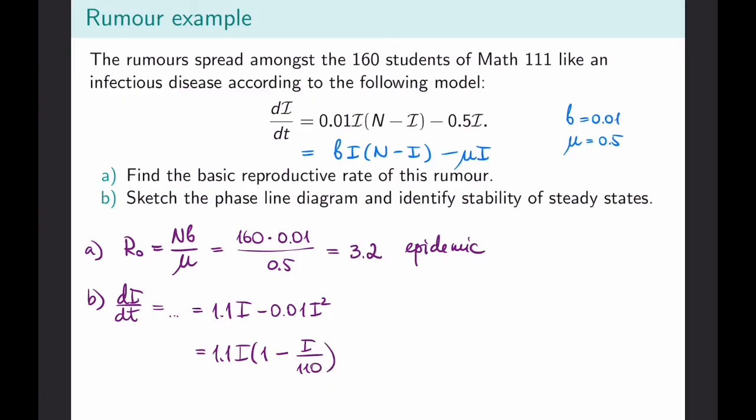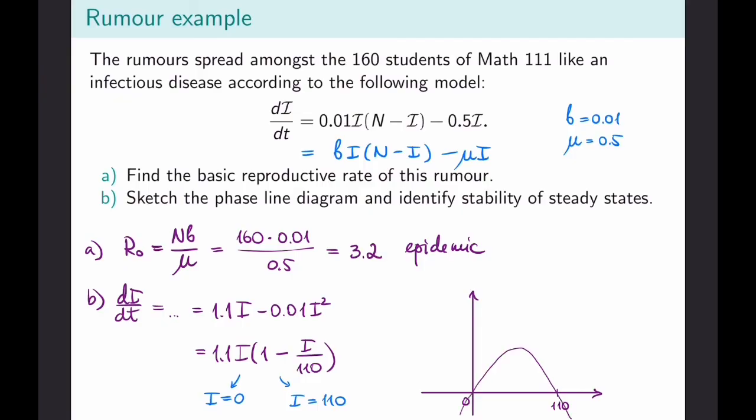So what I can see here is that my steady states are where this whole thing is 0, which means either the first term is 0, which will give me I equals 0, or the second bracket is 0, which will give me that I is equal to 110. Now, sketching the actual phase diagram will then mean that I have 0 as my first equilibrium, 110 as my second one.